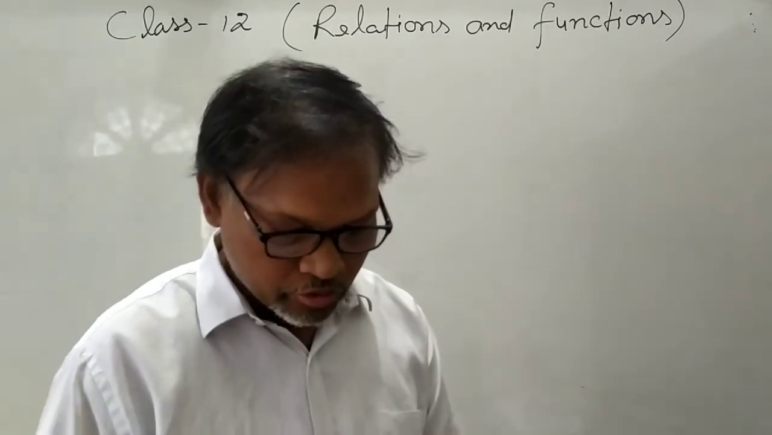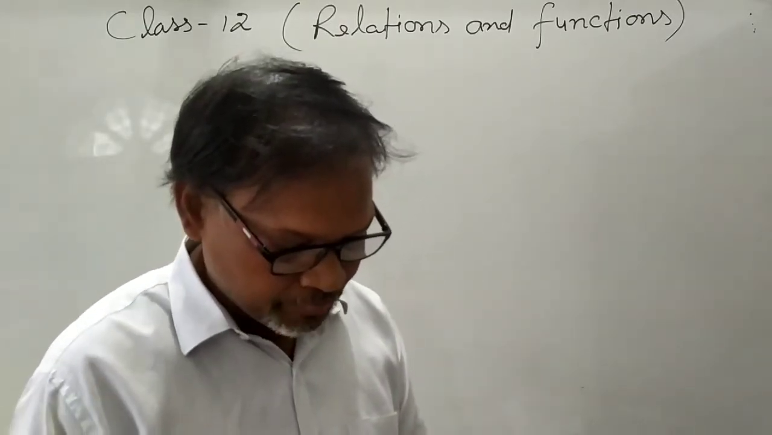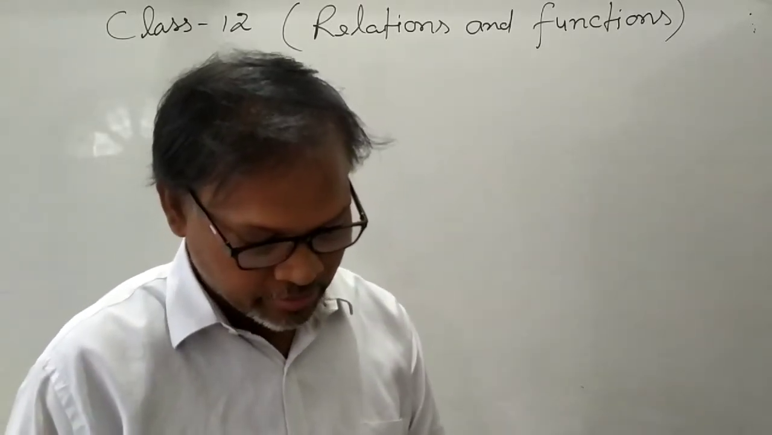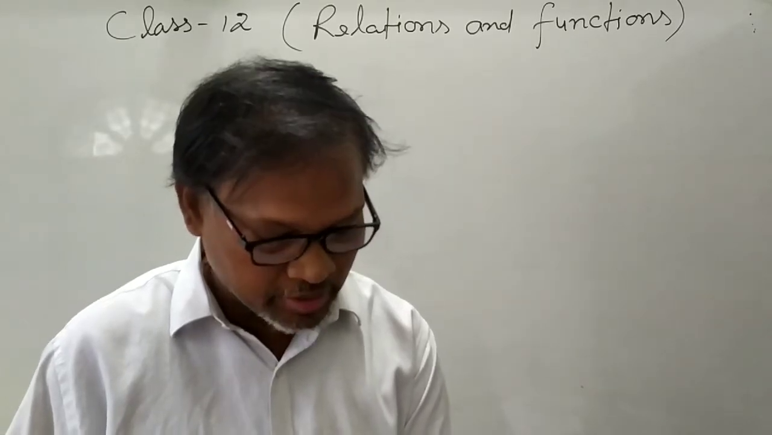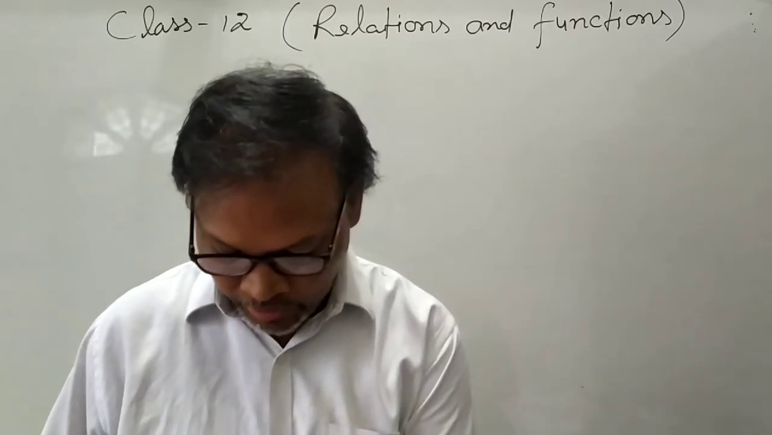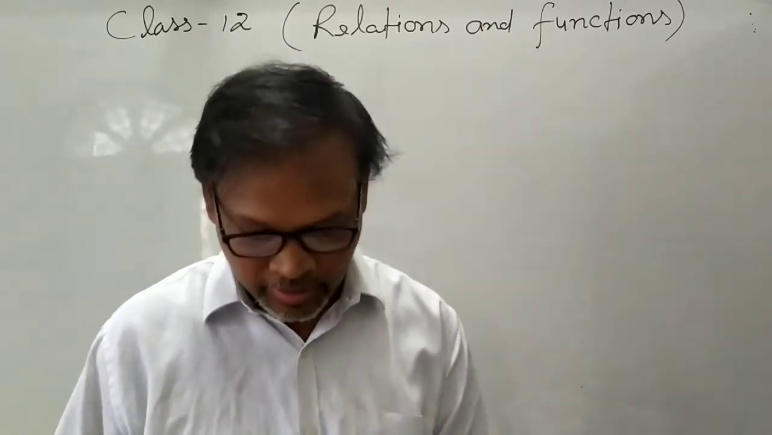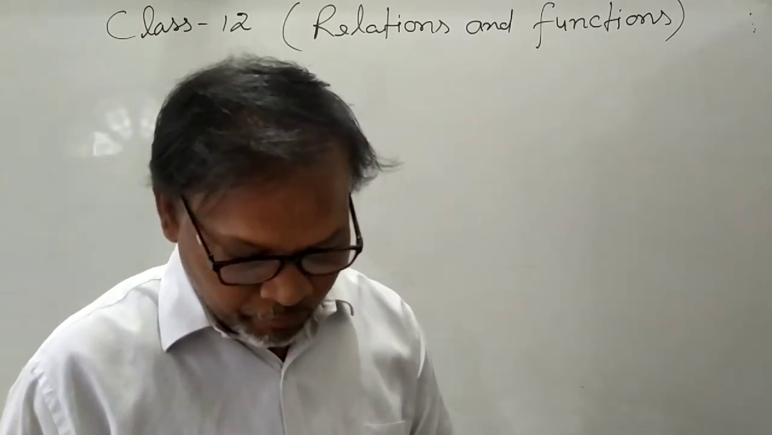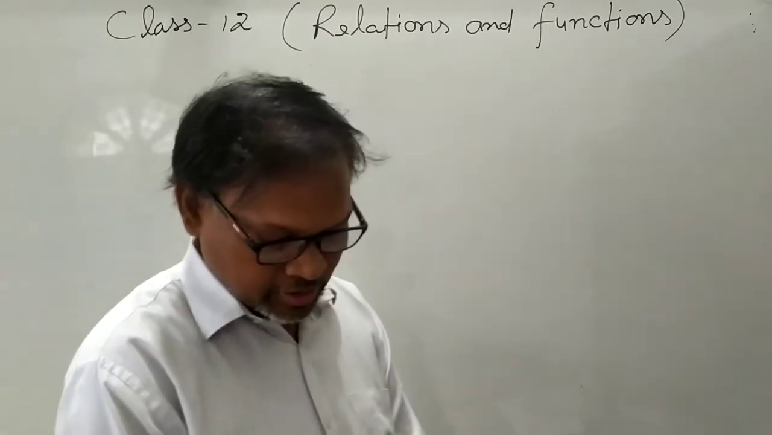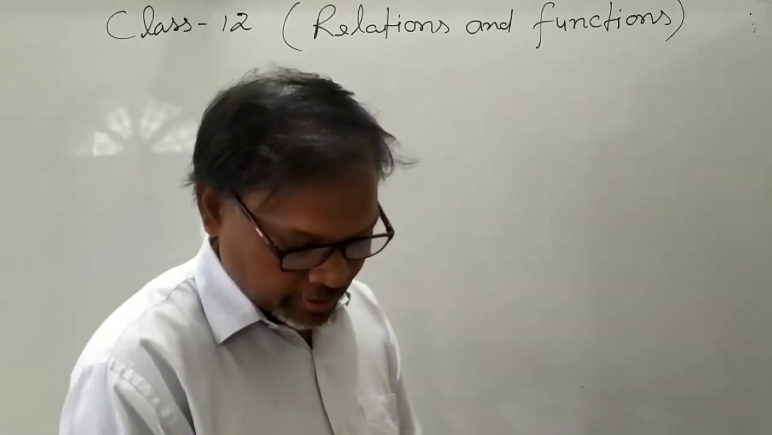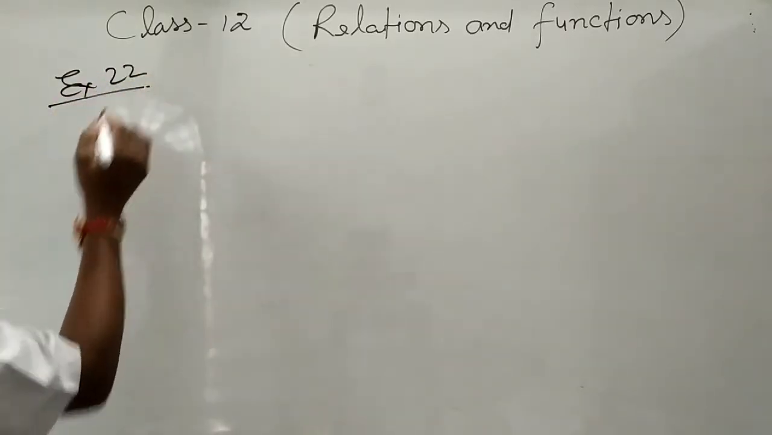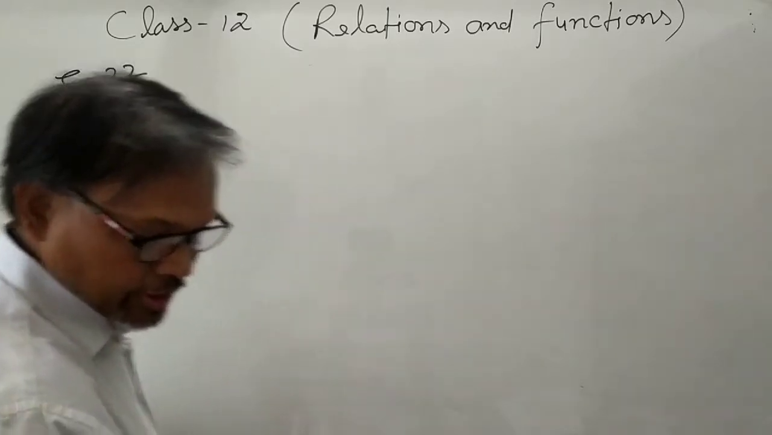So I want to tell you one example, and this is also based on the equivalence relation. Equivalence relation is nothing, it is only that the relation satisfies the reflexive, symmetric and transitive. So if this one question is there, example number 22, show that the relation R in the set A.